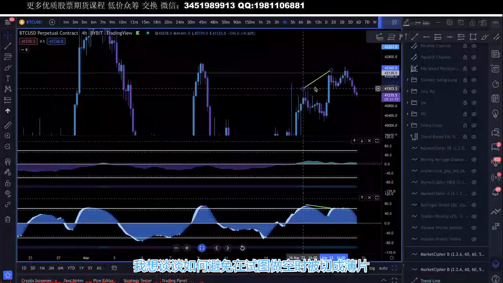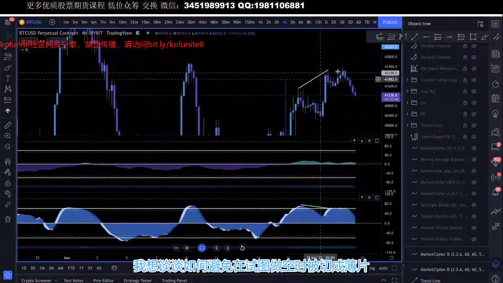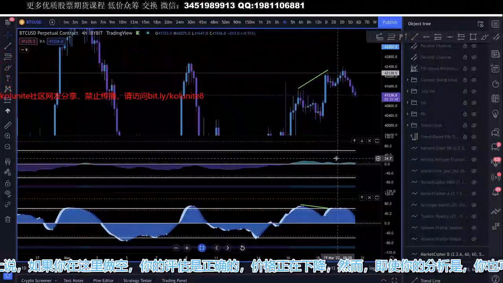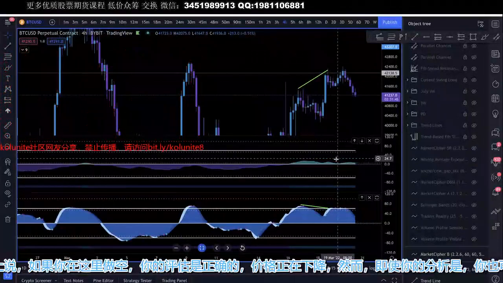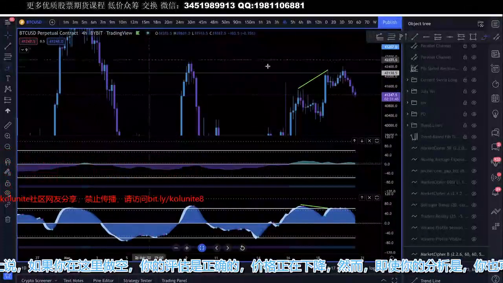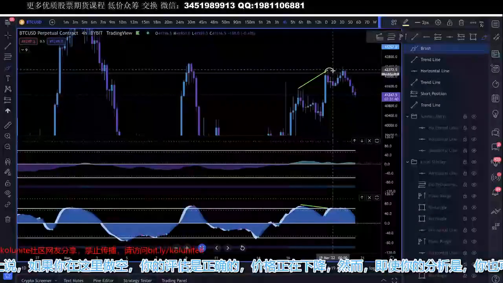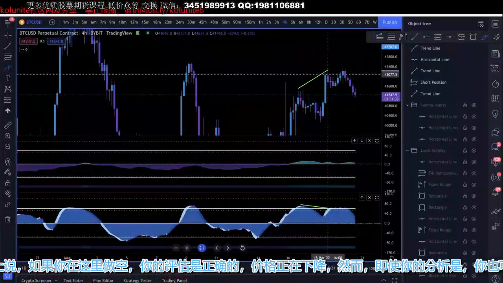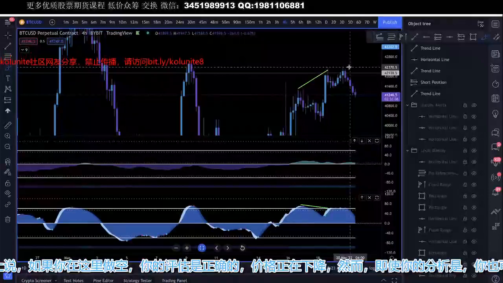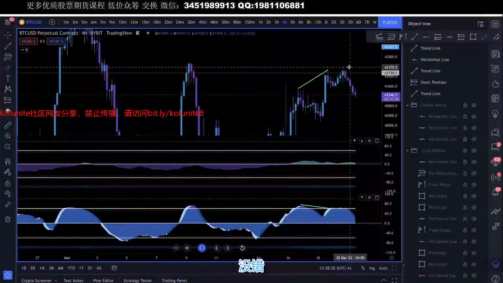I want to talk about how to avoid getting sliced up trying to short, being right. Let's just say right off the bat, if you had taken a short here, you would have been right in your assessment that the price was coming down. However, you might have gotten stopped out and taken a loss, even though your analysis was right.